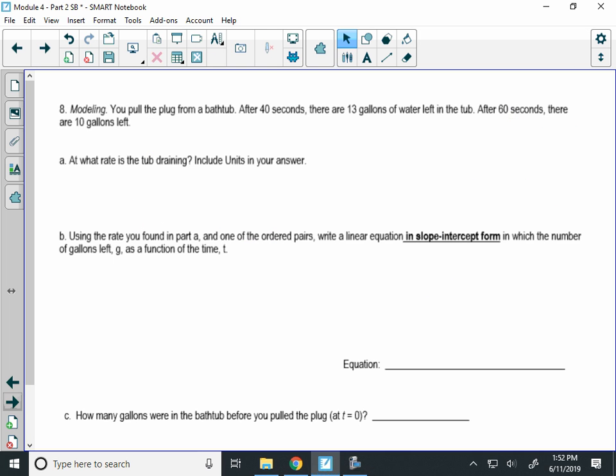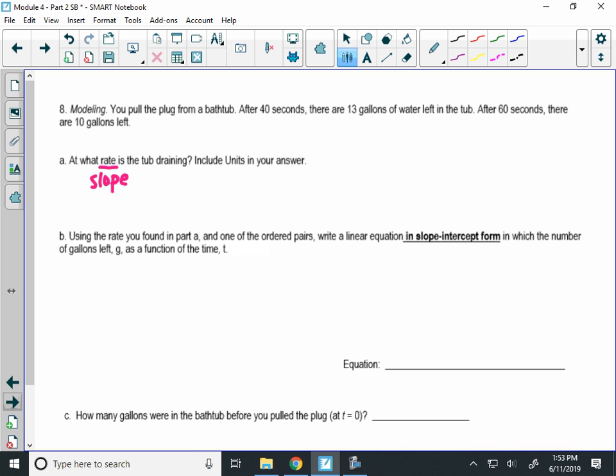Let's do some modeling using point slope. It says you pull the plug from a bathtub. After 40 seconds, there's 13 gallons of water in the tub. After 60 seconds, there are 10 gallons left. At what rate is the tub draining? Well, rate, you should know, means the word slope. So somehow we have to find the slope here.